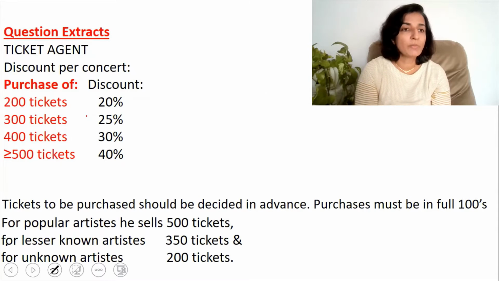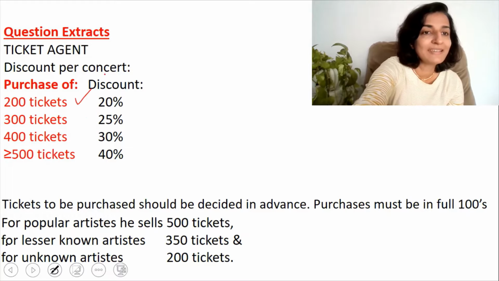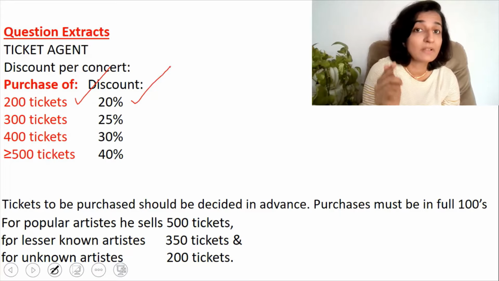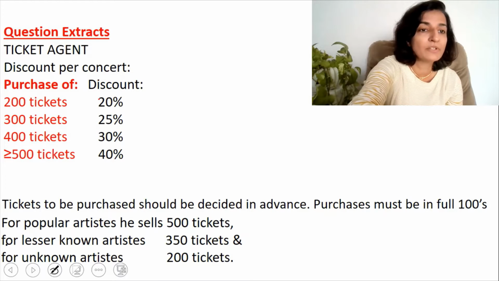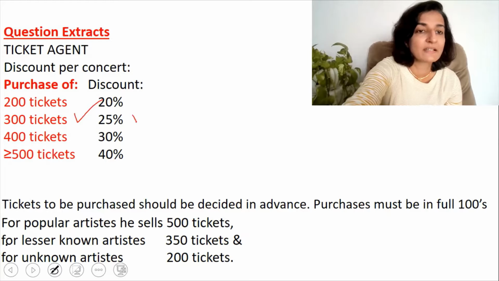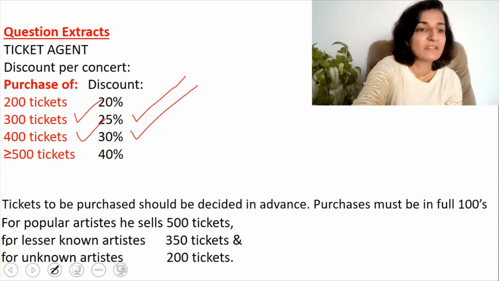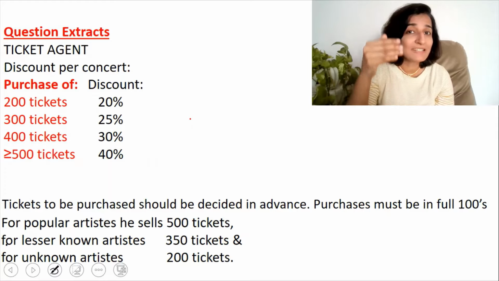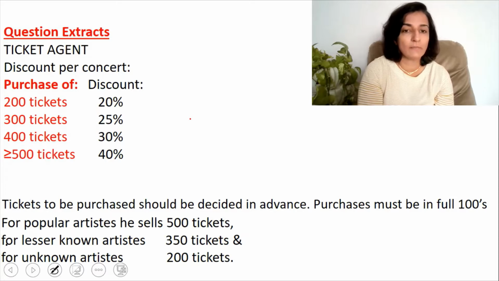This is the discount per concert. If he buys 200 tickets, he gets a discount of 20%, and discount is nothing but the profit that he earns. And if he purchases 300 tickets, he gets a discount of 25%. For 400 tickets, the discount is 30%, and for greater than or equal to 500 tickets, the discount is 40%. So the profit is different based on the number of tickets he buys from the concert hall.